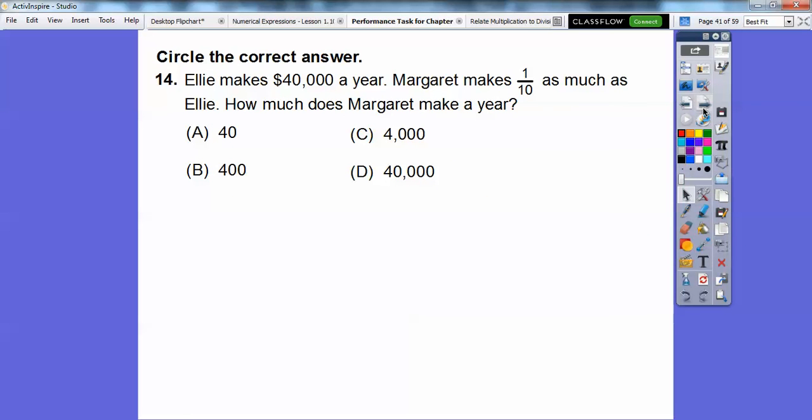All right, so let's circle the correct answer here. So Ellie makes $40,000 a year. Margaret makes 1/10 as much as Ellie. How much does Margaret make a year? Well, 1/10 would be 1 less 0. So we'll just take off one of these zeros. So it's going to be 1, 2, 3 zeros. So it's going to be choice C on that one right there. Okay, so 1/10 means 1 less 0, so choice C.